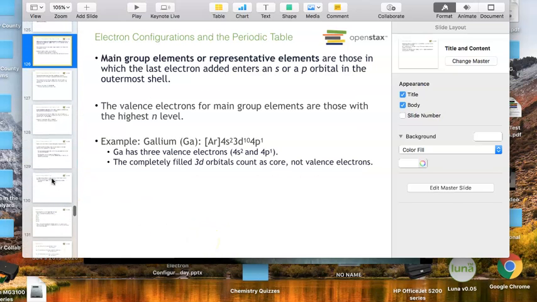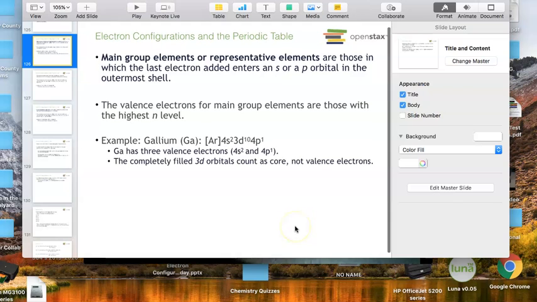Main group elements are referred to as representative elements, those in which the last electron added enters an s or a p orbital in the outermost shell. The valence electrons in the main group elements are those with the highest n level. Example, gallium has 3 valence electrons, 4s2 and 4p1. The completely filled 3d orbital counts as core electrons, and they're not valence electrons.